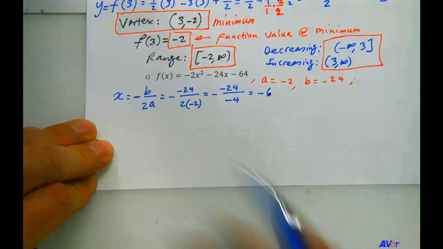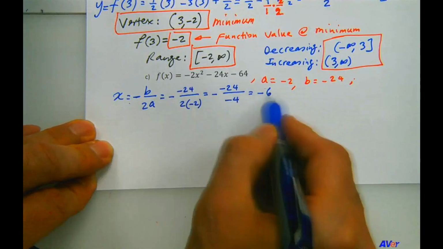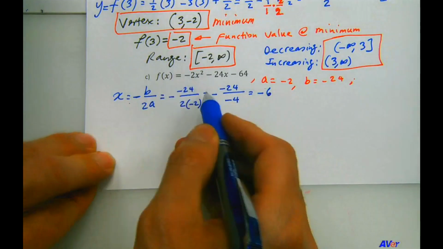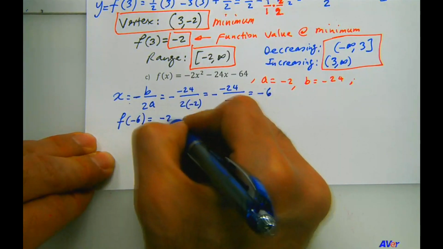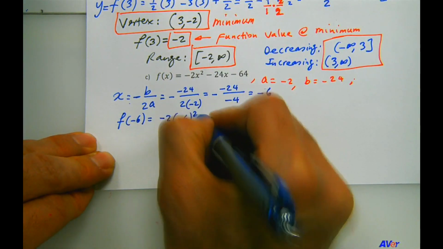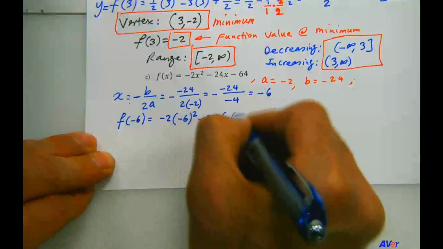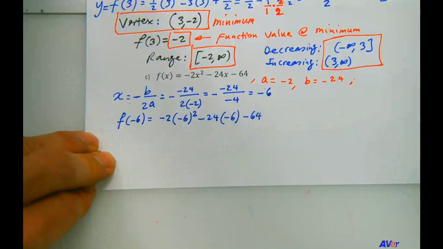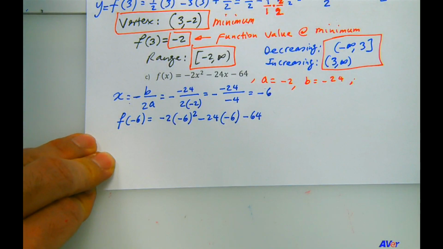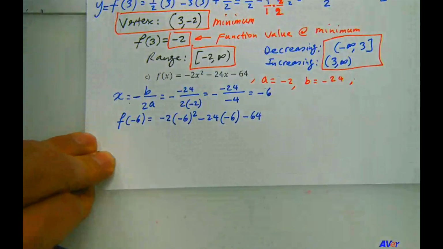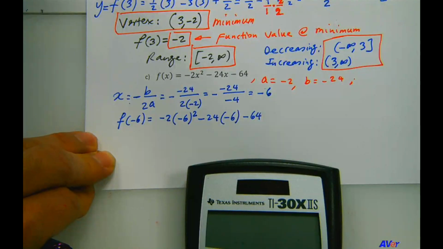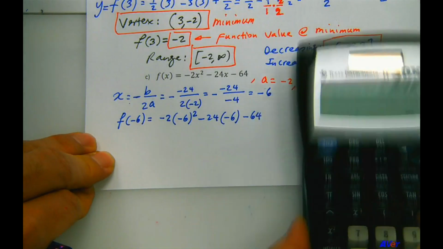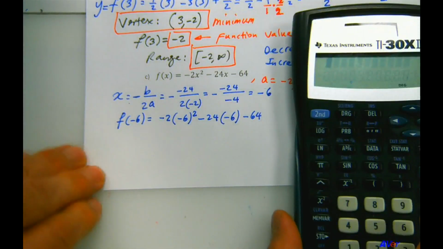What about the y component? Well, we replace the x with this minus 6 inside here, and we calculate the value of the function. So the value of the function at negative 6 is equal to minus 2 times minus 6 squared minus 24 times minus 6 minus 64. Okay, so now let me grab my calculator here.